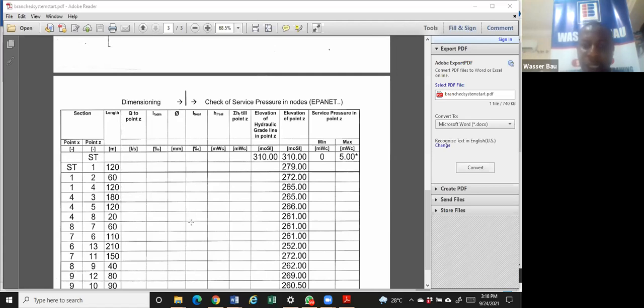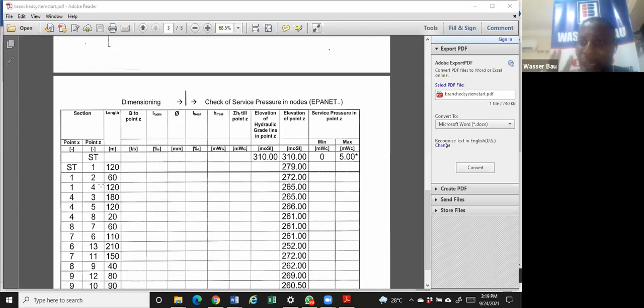So here now you can see that for me to achieve the length of these pipes, I need to know the starting point and the end point. So like from the storage tank to elevation 1, the length is 120 meters. From point 1 to point 2 is 60 meters. From point 1 to, so I can measure it with AutoCAD. If the drawing was given to me in an AutoCAD format, I can easily measure it and then get the length.